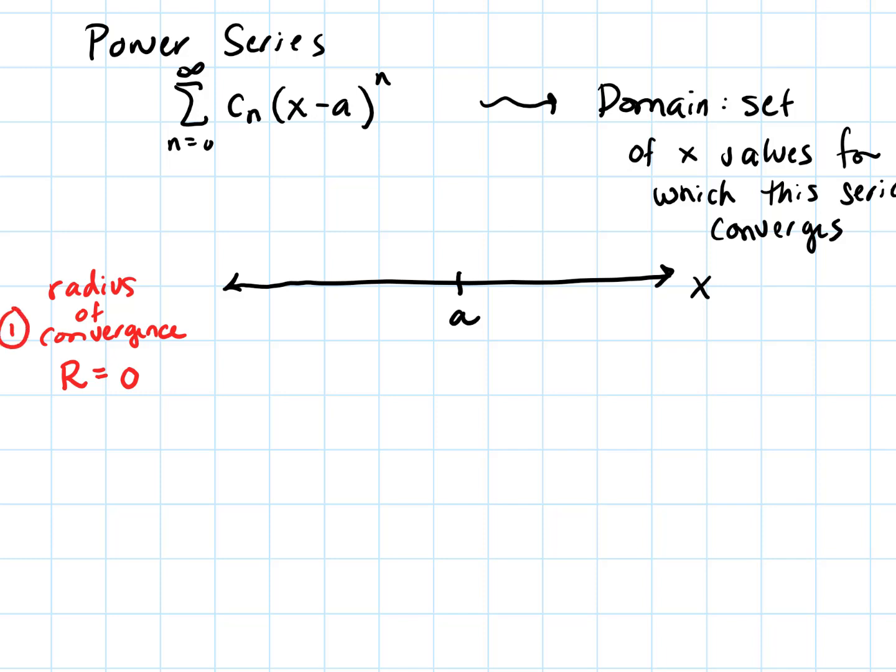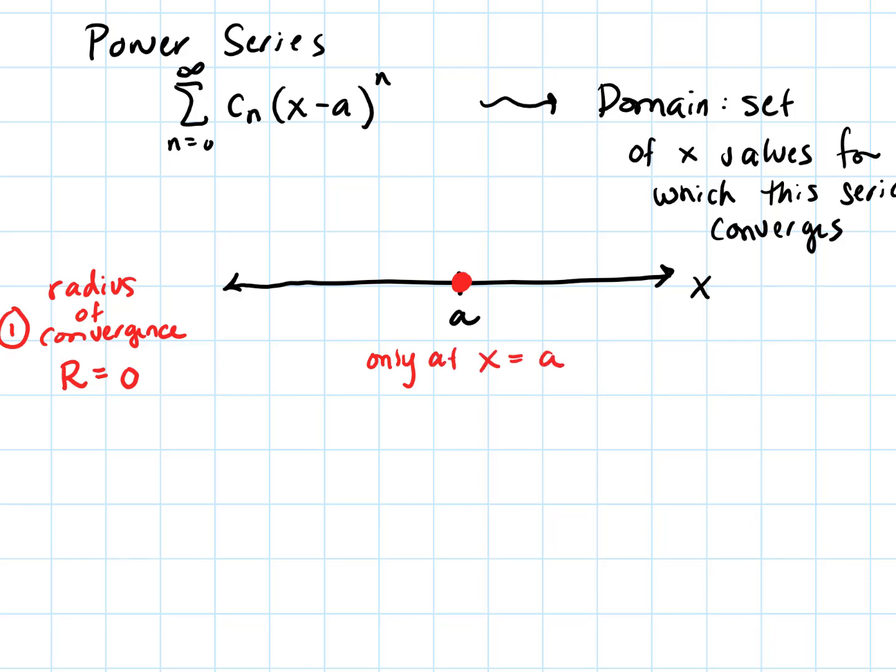That means that there's only a single value. That's the most restrictive type of convergence. So if the radius equals 0, that means that we converge only at this single point, that we have no radius. We don't go anywhere. We can't go to the left or the right of this point. We only converge when x equals a. Okay? So only at x equals a.